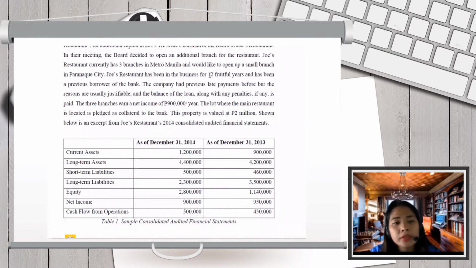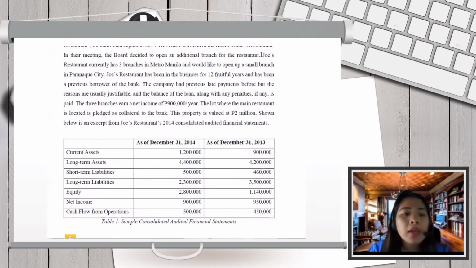For example, Mr. Joe Salazar applied for a 1.5 million in behalf of his business, Joe's Restaurant. So, yun yung pangalan ng kanyang business for additional capital in 2015. So, kagaya ng sinabi ko kanina, yung ibang mga businesses, kaya sila a-apply for a loan kasi gagamitin yun sa operation ng business. So, it's either gagamitin dun sa business na yun or mag-branch out na sila sa ibang lugar. Right? So he's the chairman of the board of Joe's Restaurant. So in their meeting, the board decided to open an additional branch for the restaurant.